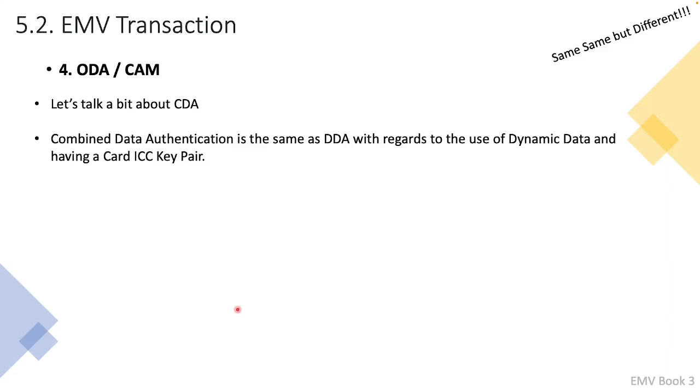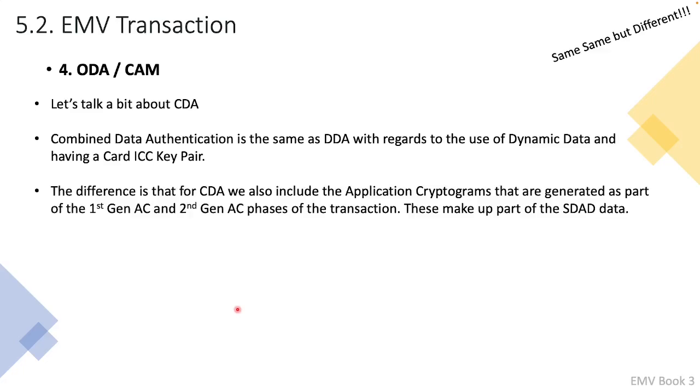Let's talk a bit about CDA. Combined data authentication is the same as DDA with regards to the use of dynamic data and having a card ICC key pair. The difference is that for CDA, we also include the application cryptograms that are generated as part of the first gen AC and second gen AC phases of the transaction. Later on, when we cover first gen AC and second gen AC in more detail, you'll be more familiar with the application cryptograms we're talking about.